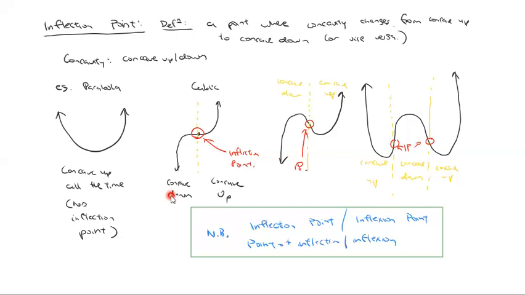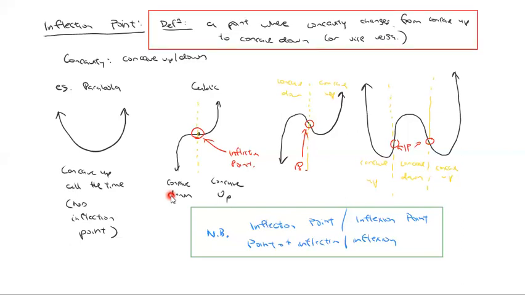So concavity could change in the sense that it's concave up to more concave up. We're not talking about that. An inflection point doesn't care about that. An inflection point only cares about when you go from concave up to concave down, or vice versa. So remember, concave up means what? What does concave up mean mathematically? Second derivative is positive. And what does concave down mean? It's negative. So if you want to go from concave up to concave down, or concave down to concave up, what do you think needs to happen?